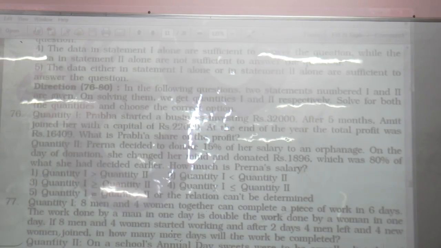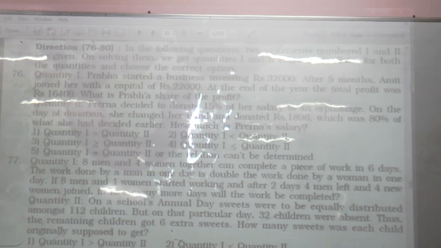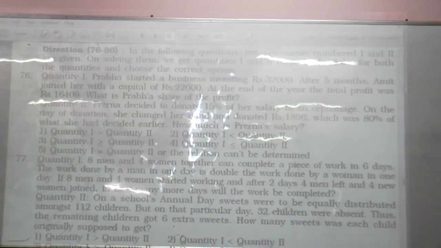Next, quantity 1 and quantity 2. Prabha started a business by investing 32,000. After 5 months, Amit joined her with a capital of 22,000. At the end of the year, the total profit was 16,409. What is Prabha's share of the profit?